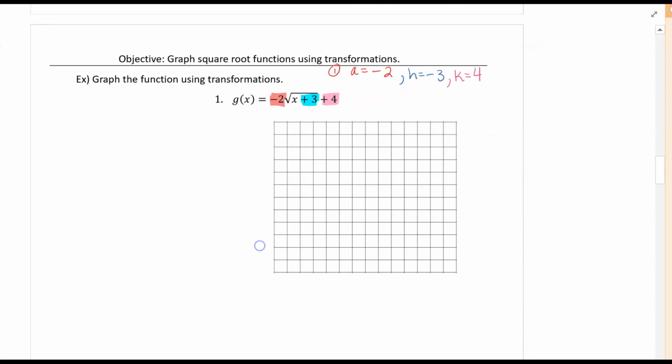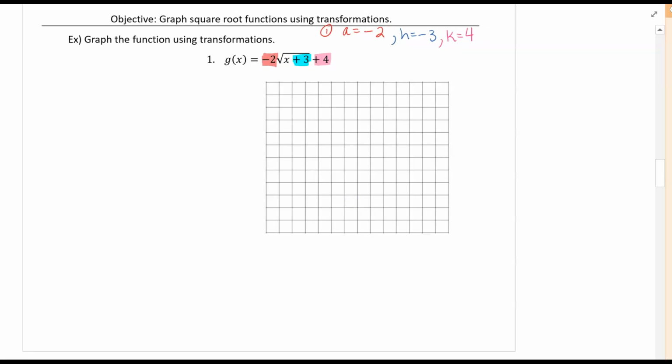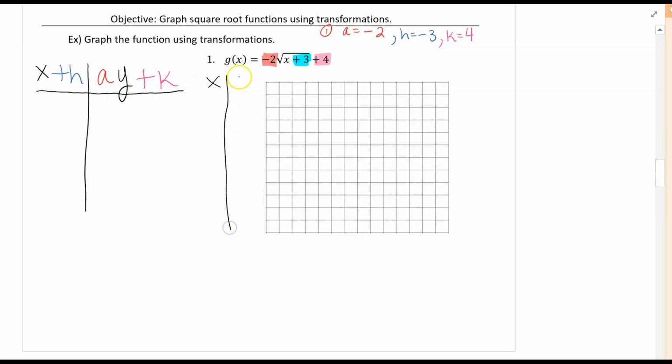And then my step number 2 is to take my key point and I'm going to use transformation. So I'm going to be making 2 tables here. I'm going to take the x values and add h to all of my x's, and then take my y values and multiply by a, and then add k. That's going to be my first table. And then the second table is going to be the new coordinates. So I'm going to take x and the g of x. I'm going to need those 2 tables there.